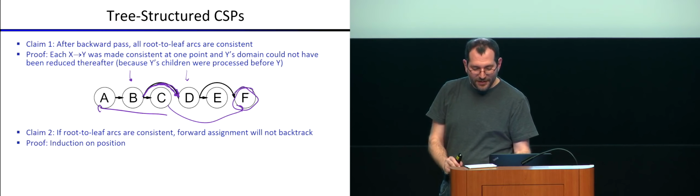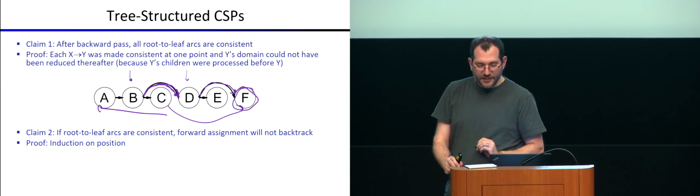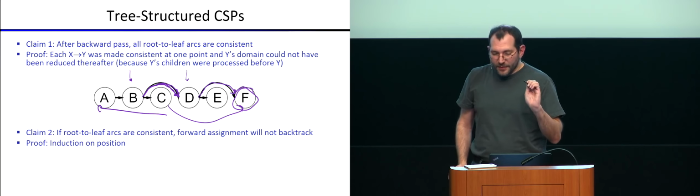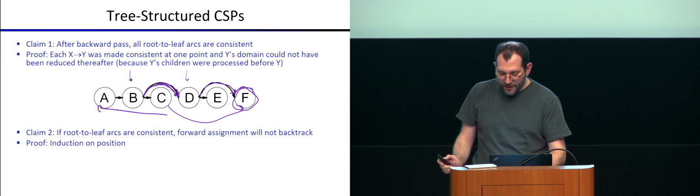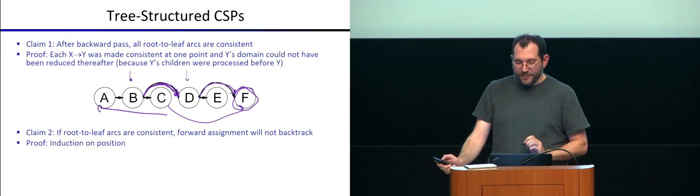Yes, that's exactly right. Let me repeat that. So yes, I'm going to repeat it and modify it, but it is exactly right. So yes, the consistency of these arcs tells me that whatever I assigned at D has an extension to F.